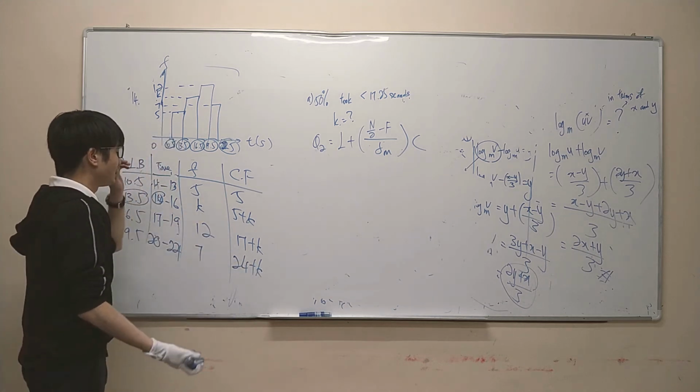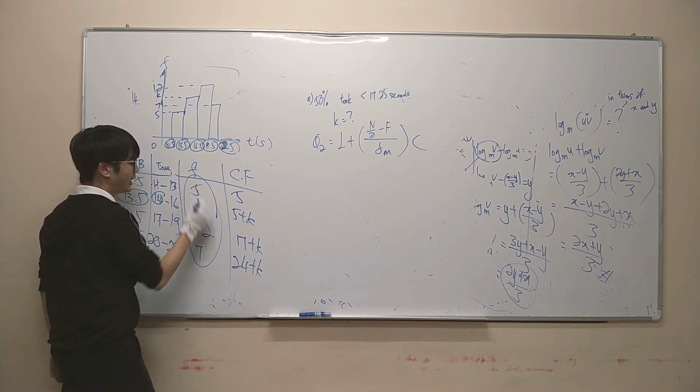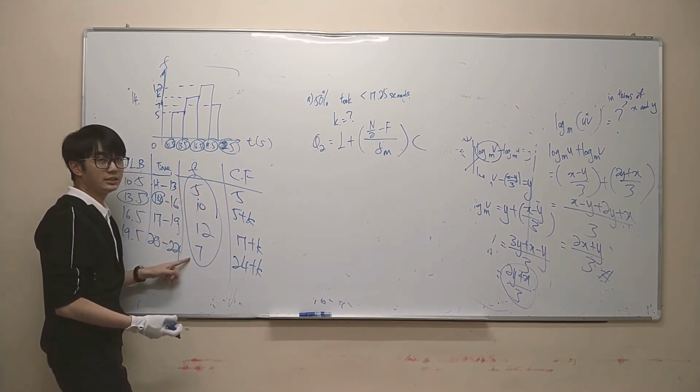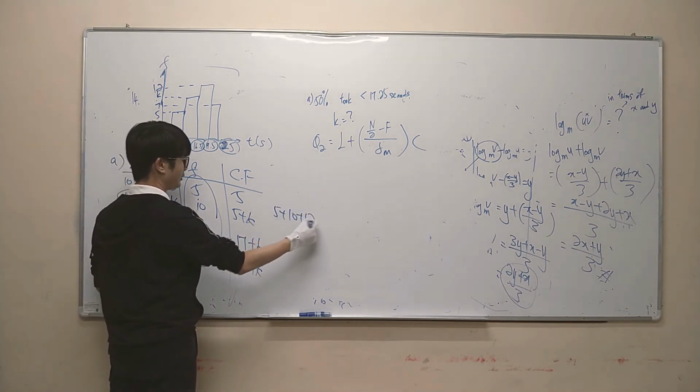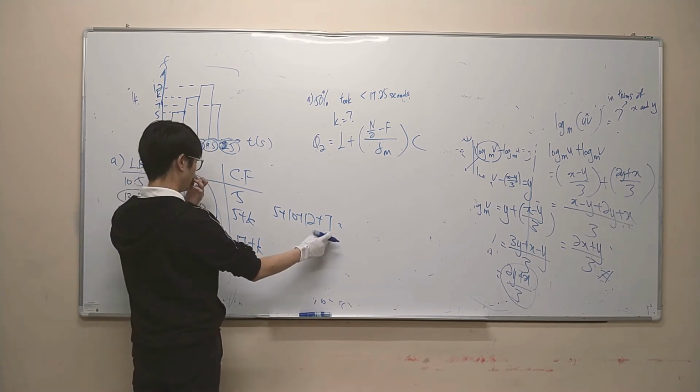How to know? Usually, kalau dia bagi semua frequency, like let's say dia bagi 5 and then let's say sini 10 lah. So what you do? You just take all the numbers, add together, divide by 2. Contoh, okay, 5 plus 10 plus 12 plus 7. So what is it? 15 plus 7. 32, okay.